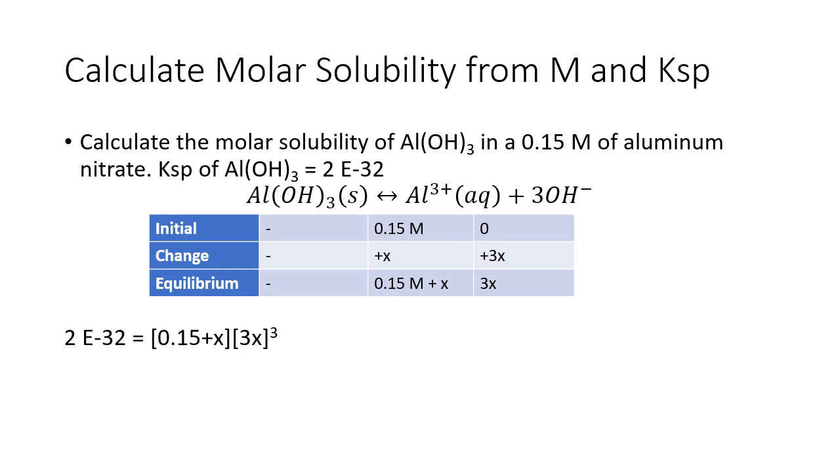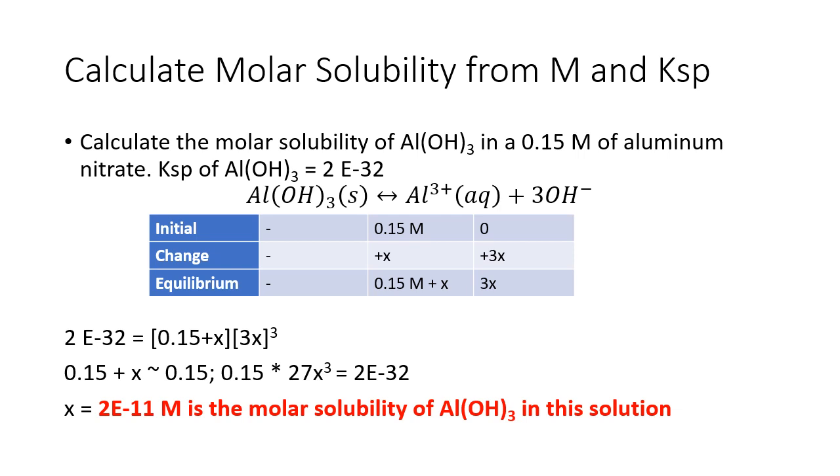We plug that into our KSP, and we have 2 times 10 to the negative 32nd is equal to 0.15 plus x times 3x cubed. Now, 2 times 10 to the negative 32nd is super tiny. So we say 0.15 plus x is going to be inconsequential to that, and we are just going to approximate that to be equal to 0.15. So that simplifies our equation to 0.15 times 27x cubed is equal to 2 times 10 to the negative 32nd. And when you divide both sides by 27, divide by 0.15, and then take the cube root of what's left, you get x is equal to 2 times 10 to the negative 11th molar aluminum hydroxide.